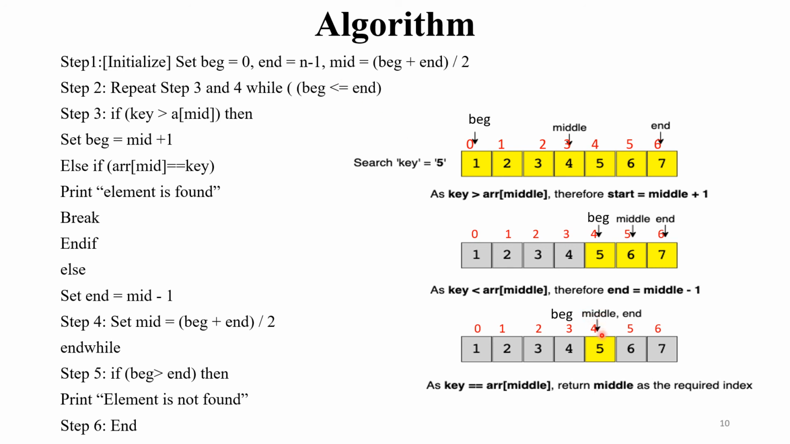Now mid also points to the fourth index. So here we check whether mid is equal to key. Okay, this condition is true. Then we print the statement "element is found". Now, are all of you clear about this algorithm?